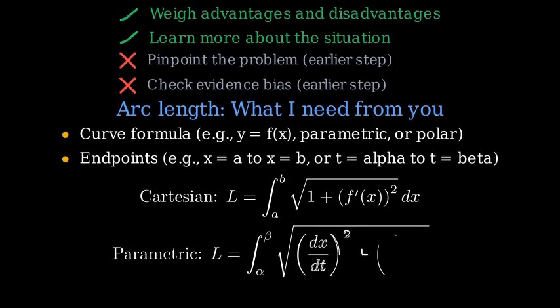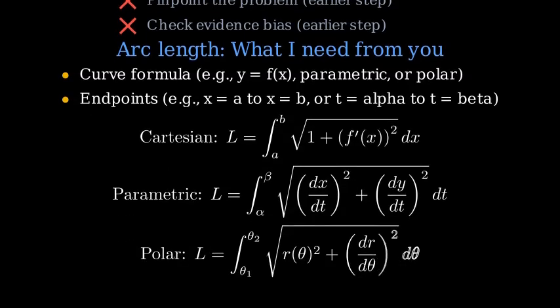For parametric x of t, y of t on t from alpha to beta, L equals the integral of the square root of x prime squared plus y prime squared, dt. For polar coordinates, r of theta on theta from theta 1 to theta 2, L equals the integral of the square root of r squared plus (dr by d theta) squared, d theta.